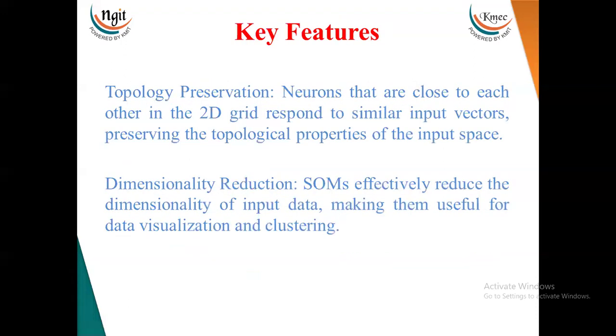So what are the key features? The basic key features are topology preservation and dimensionality reduction. It will not change the topology. Whatever the input vectors are, the topology property will not be changed. And you can reduce the dimensionality of each and every vector working on that particular neuron.